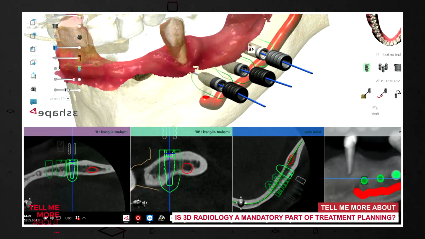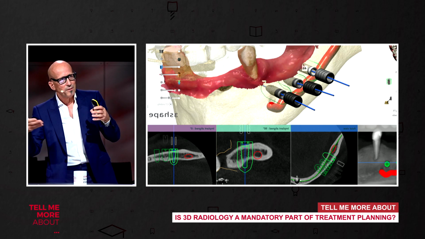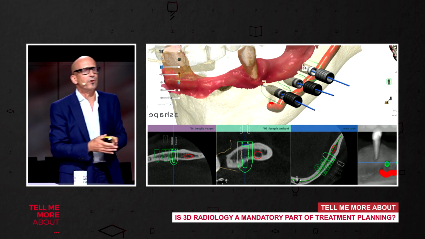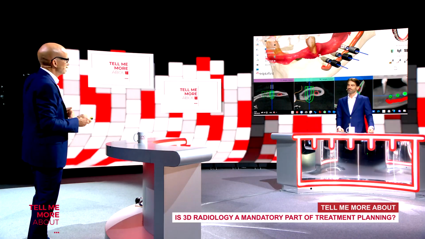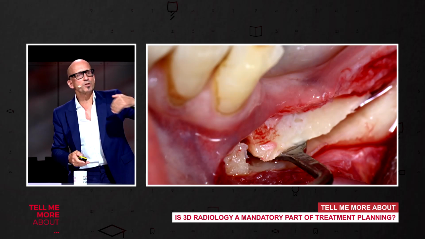So we plan the implants completely wrong. We are not going to place those implants like this. But we use the technology of this static navigation to be sure to make later on the osteotomy above the nerve, away from the nerve. And so we can do this horizontal osteotomy much more predictably.